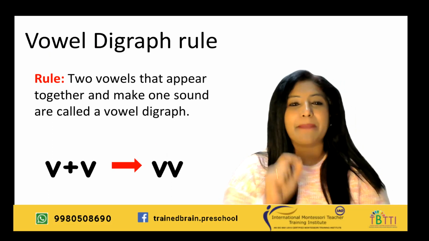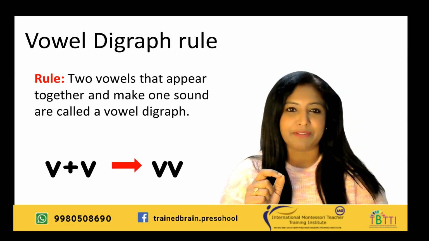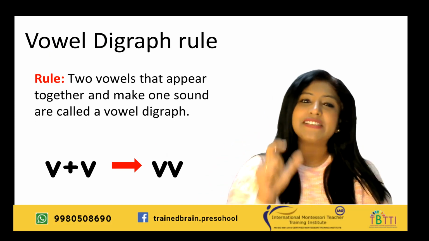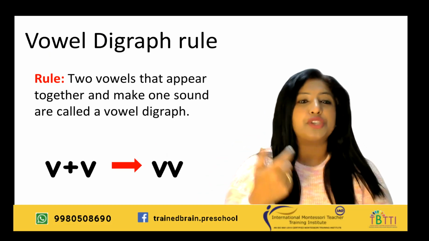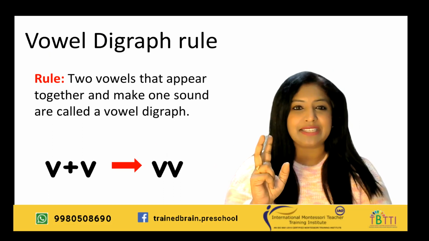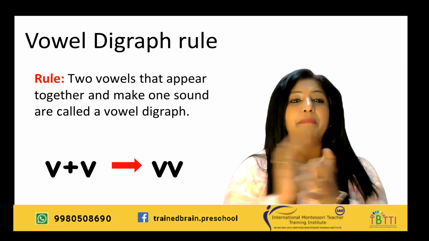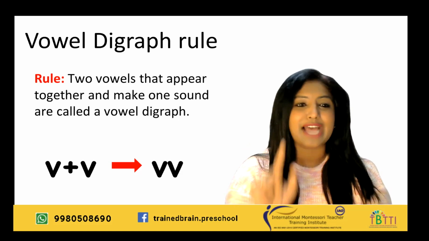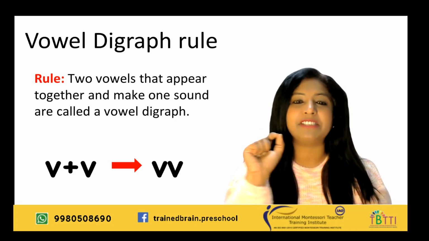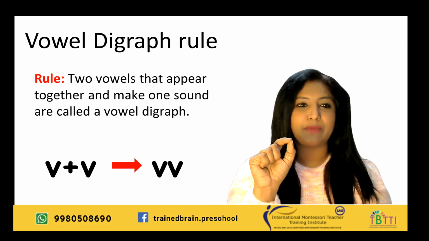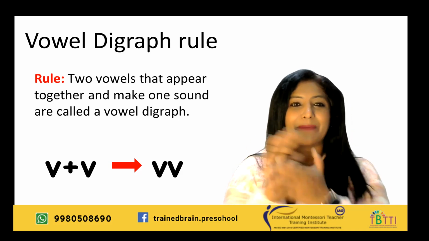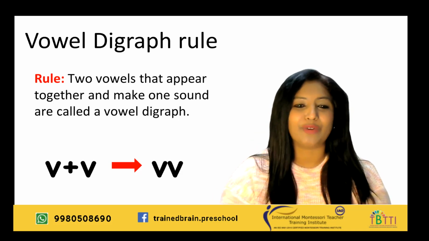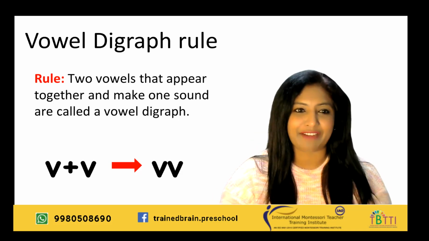So when we're talking about a vowel digraph, before we understand the rule, let's understand what a vowel digraph is. When two vowels appear together, they make one sound, and that sound is called the vowel digraph. Let me say one more time. When two vowels appear together, they make one sound and that sound is called a vowel digraph.